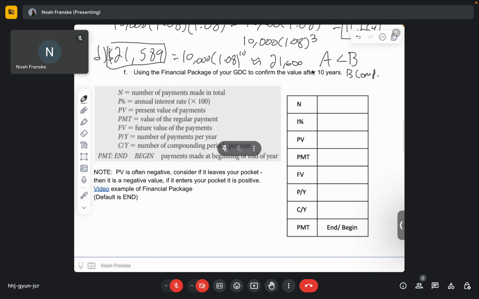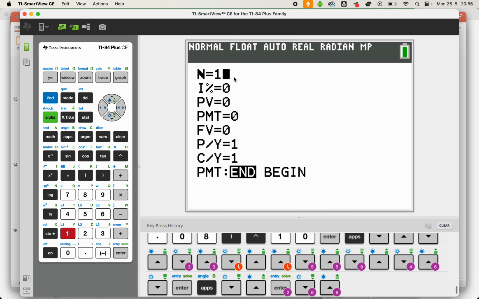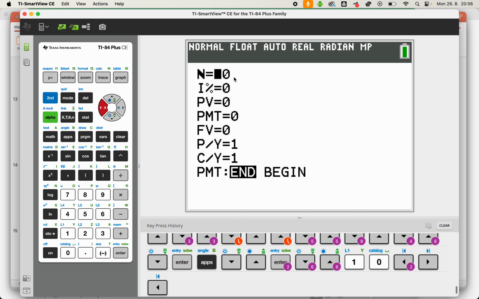So N is the number of periods that you're interested in. In this case, we have 10 years, right? We have 10 years going on, so I'm going to put 10 in for N. So it's the number of periods. It's not always the number of years. If something is happening like 4 times a year and you're doing 10 years, it'd be 40. We're going to see that in the next problem.